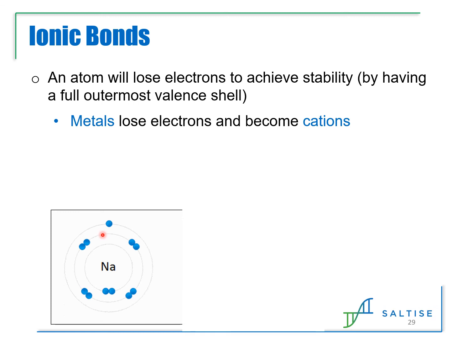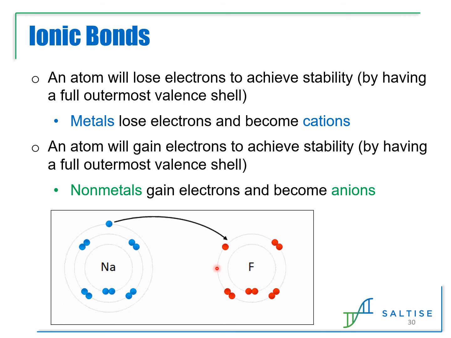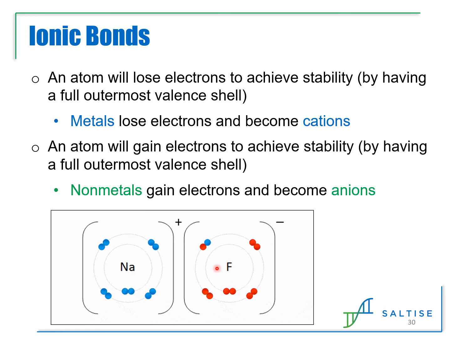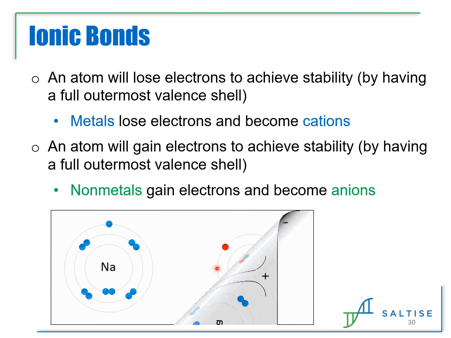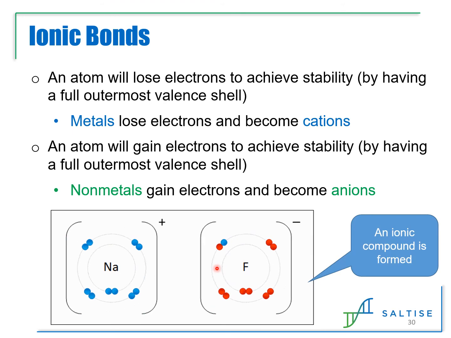On the other hand, if the element is a nonmetal, then it'll gain electrons and become an anion. Here we have an example of a fluorine atom. It's missing just one more electron in its valence shell. Once it gains that electron, then it'll be stable. When the sodium and fluorine come together, the sodium atom can transfer its one electron to the fluorine atom. By doing so, the sodium and fluorine ions are now both stable because their outermost valence shells are full. And since they are oppositely charged, they will attract one another, creating an ionic bond.